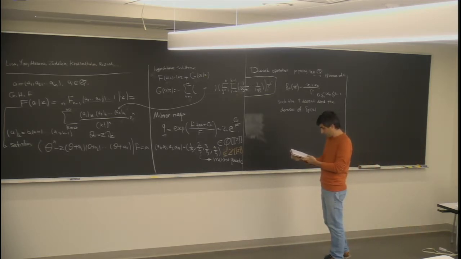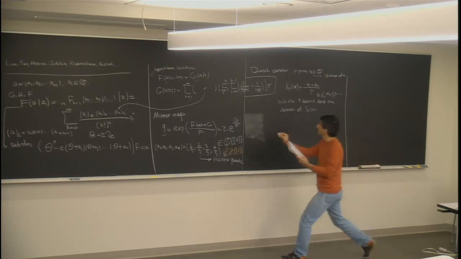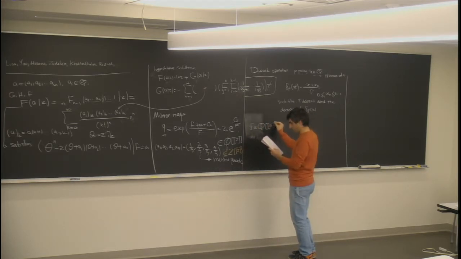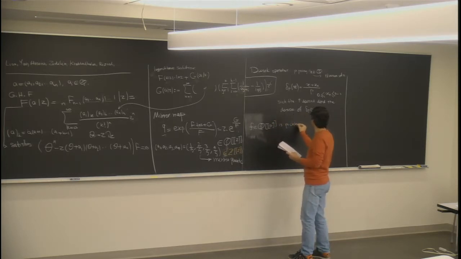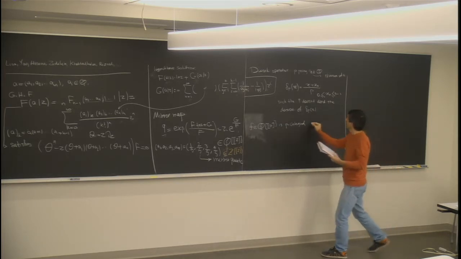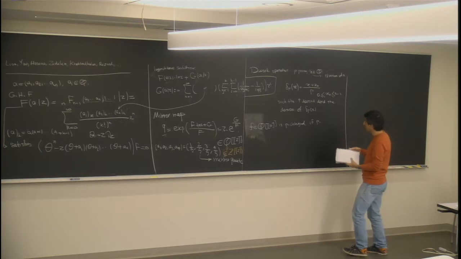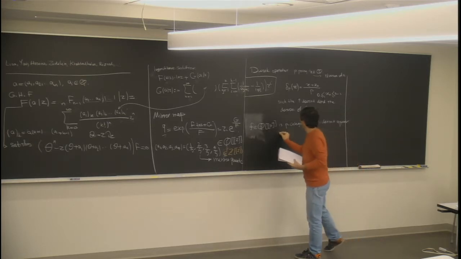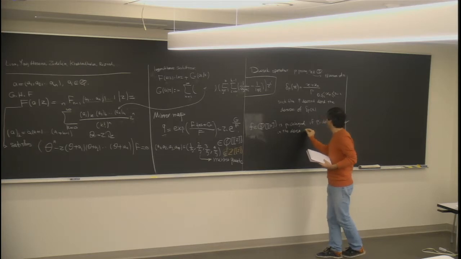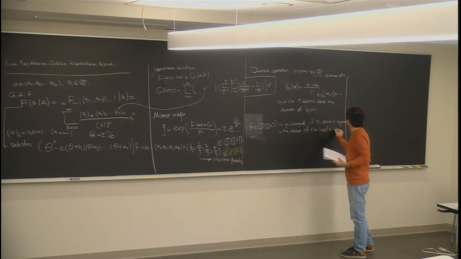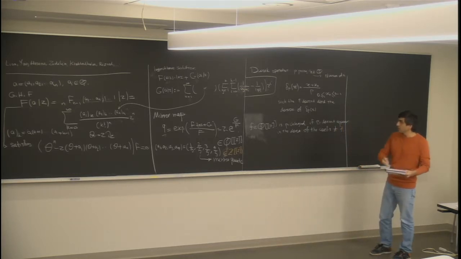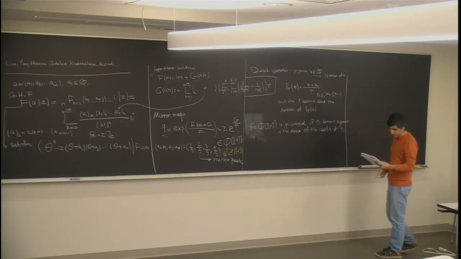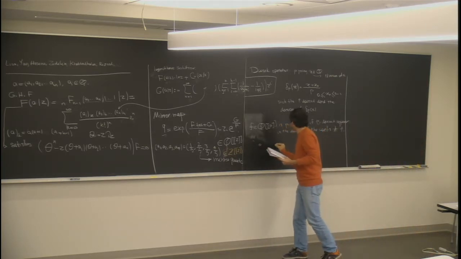Definition. Let F be some formal power series in z. F is p-integral if p does not appear in the denominator of the coefficients of F. So for this formal power series, all the coefficients will be rational numbers where p does not appear in the denominator. And then in the same way, F is called N-integral.